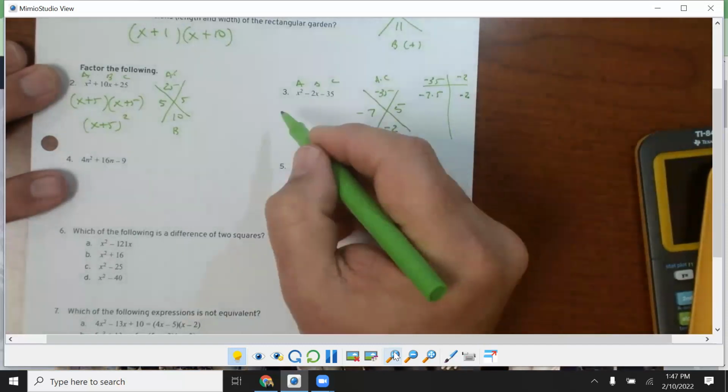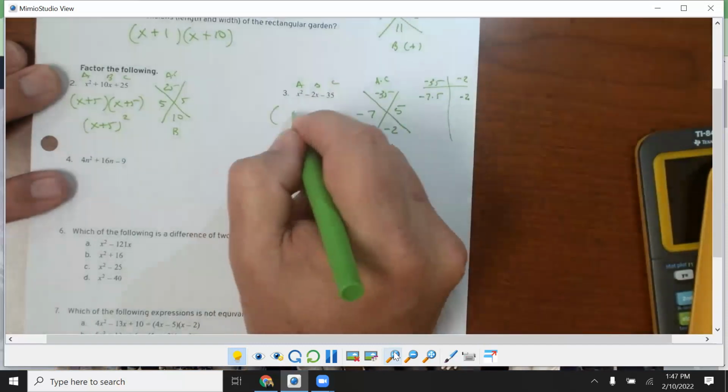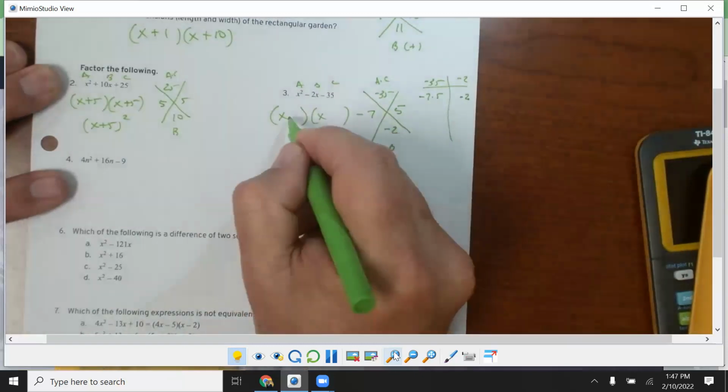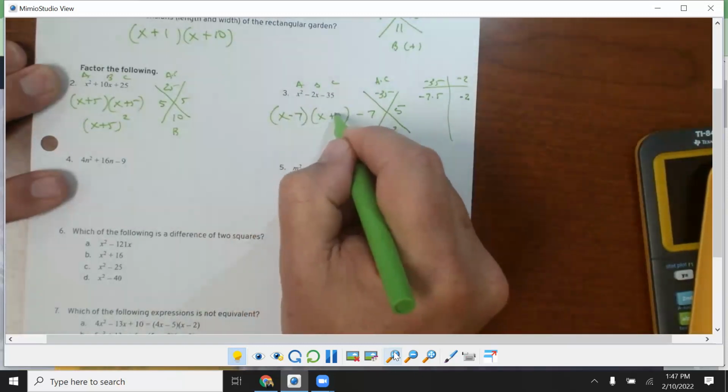All right, because I don't have any numbers in front of my x, I can just do the double parentheses and put x's in there. And one of them will be negative 7. The other one will be a positive 5.